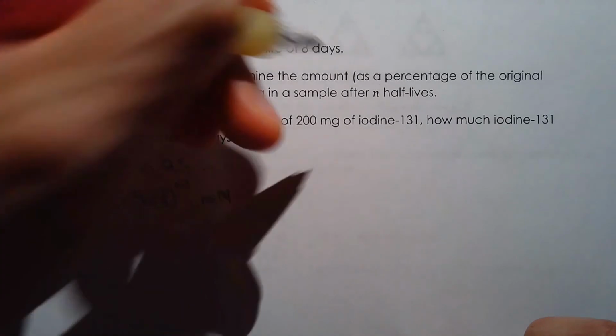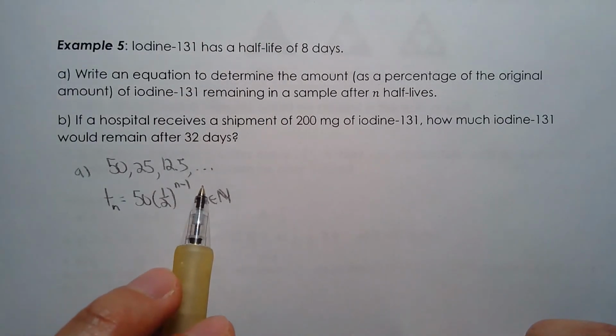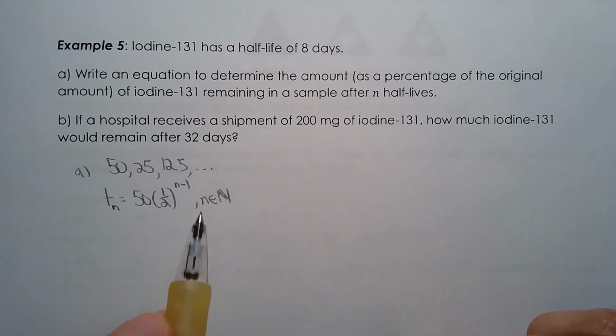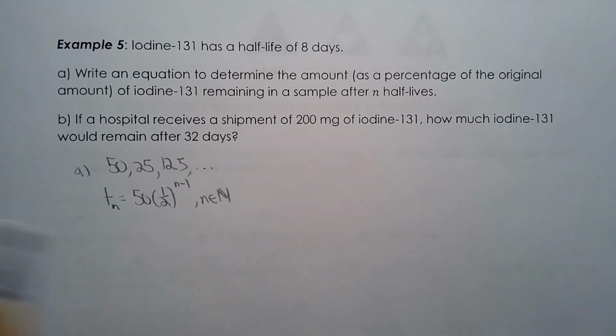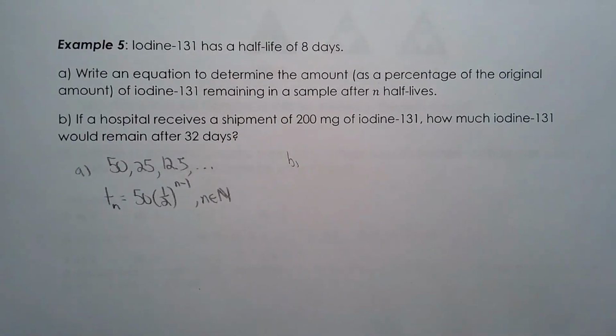So I can tell you the percent of the original amount remaining after n half-lives. And we're strictly forcing n to be a natural number. So I'm only going to tell you after 1 or 2 or 3 or 4 or 5 half-lives, and so forth and so on. All right, if the hospital receives a shipment of 200 milligrams, how much iodine will remain after 32 days?